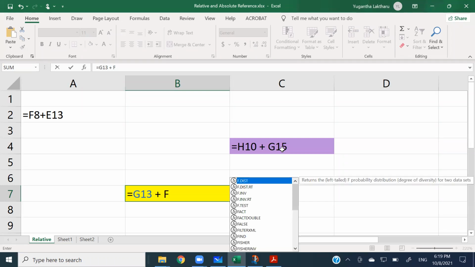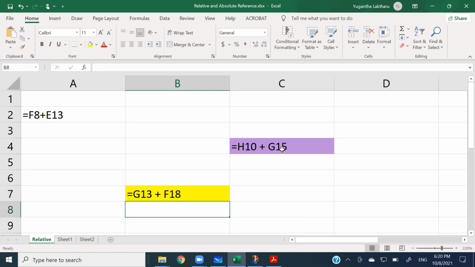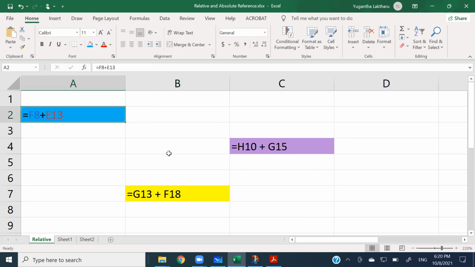Right? And the 15 in the purple color box is going to increase by 3. So it is going to become 18. So the correct answer is going to be G3 plus F18. Right? Okay, is that clear? For the people who are not clear with this, is it now clear, people?